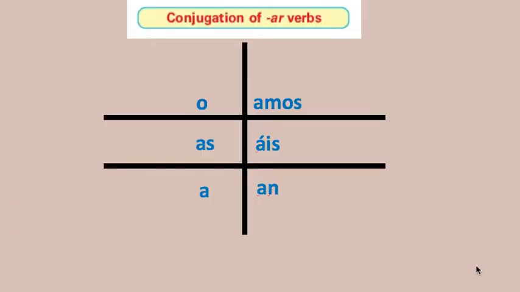The conjugation of AR verbs are as follows. O, as, a, amos, ais, an. Once again, o, as, a, amos, ais, an. These correspond to the subject pronouns. Yo ends in o. Tú, as. Él, usted, a. Nosotros, amos. Vosotros, ais. Ellos, ellas, ustedes, an.